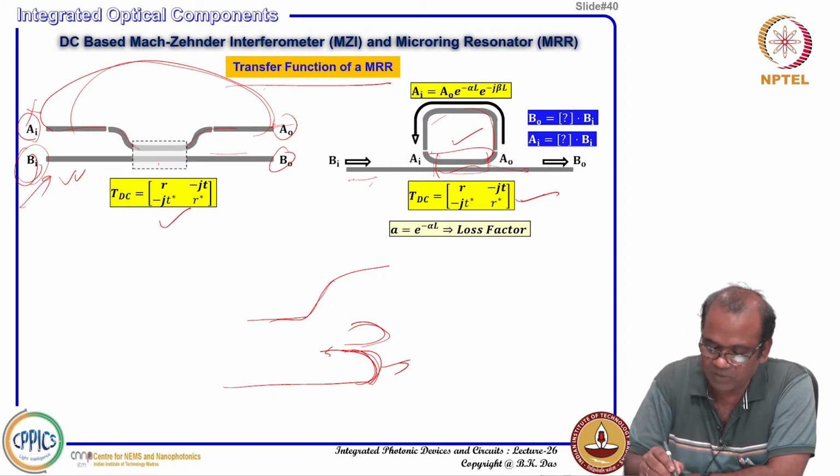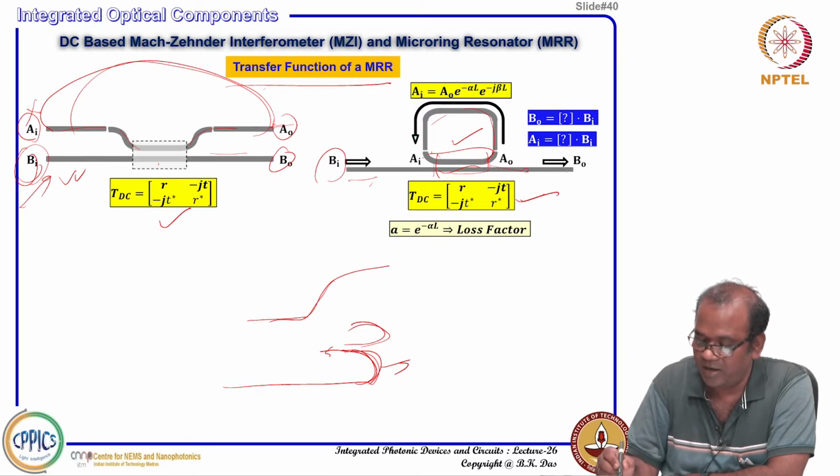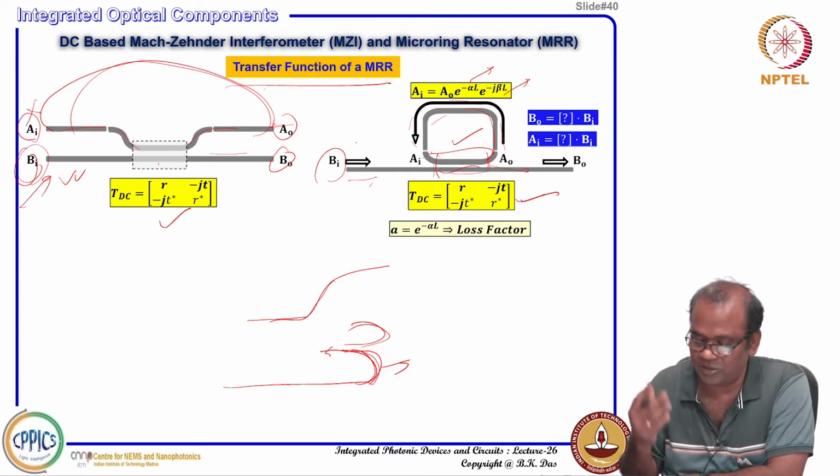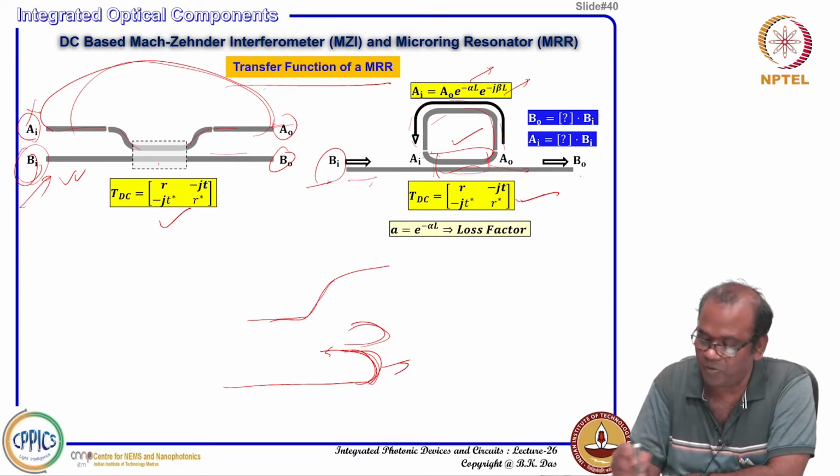So you can annotate this as BI, and this is AI, which you get as feedback, and B naught and A naught. A naught comes back to the directional coupler as the input AI. You know that you have a loss factor e to the power minus alpha L, and a phase, where L is the round-trip total length, the perimeter of the ring. So between AI and A naught I can get a certain relationship. In this type of structure, if you notice carefully, we have one input and one output.